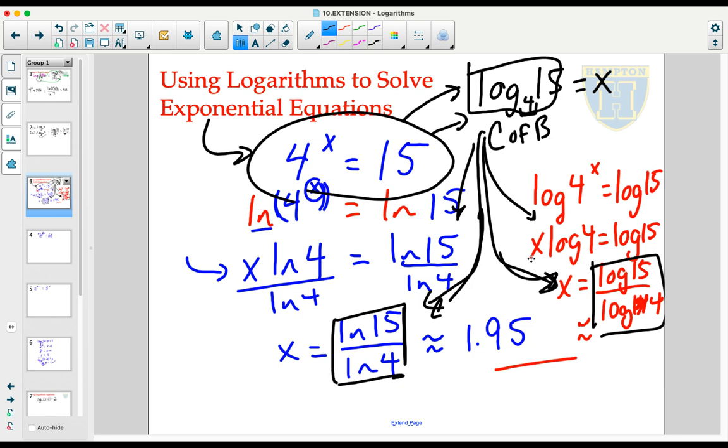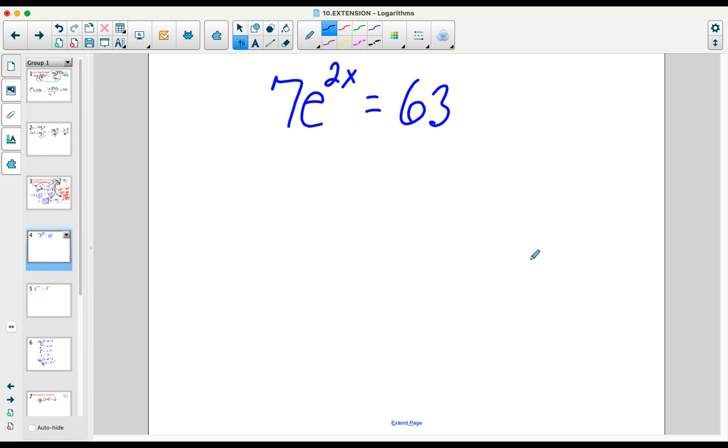Now, it's not always going to be that easy. It only ended up looking this nice, neat, and orderly because the x was the only thing in that exponent. We're going to look now at an example where that x is not by itself. The answer is not going to look as clean, and that's okay, but we're still going to follow that same process of taking the logarithm of both sides. Before we take the logarithm of both sides, we're going to start by dividing by 7. We're going to isolate that exponential as best as we can.